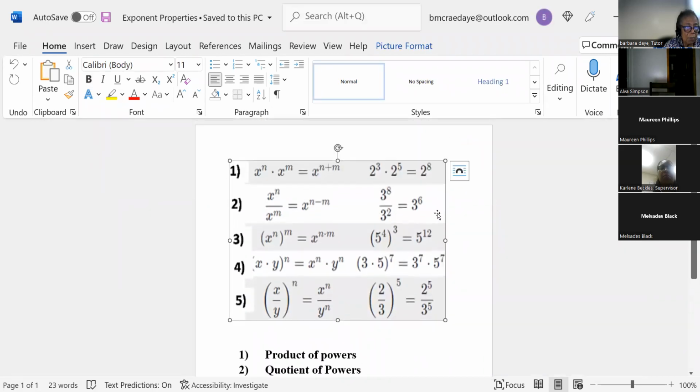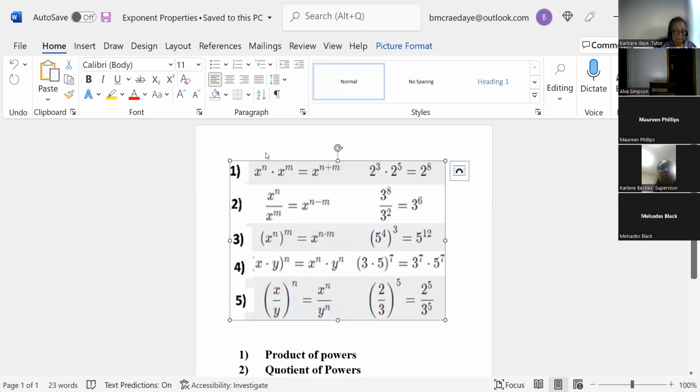Can you see the properties of exponents here? Yes, miss. Maureen, can you see this on your screen? Yes. All right. You see this thing here? I think I gave you these as choices for the answer to the question. That's right. Now, the first one.